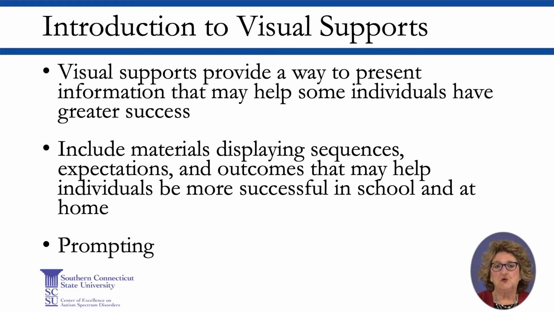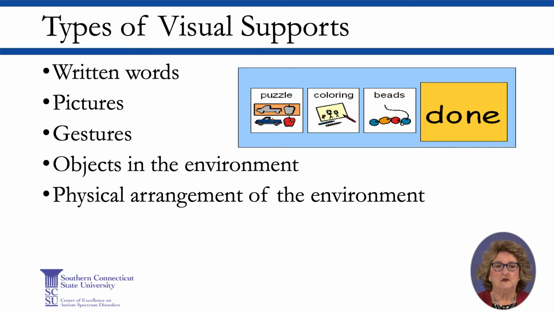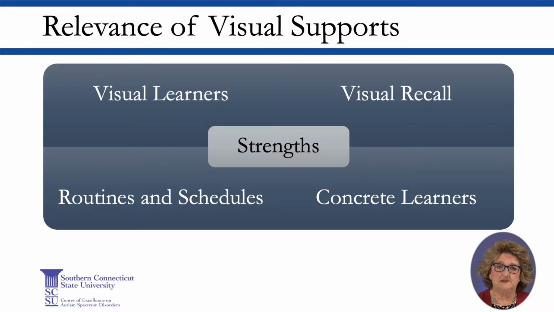We're also going to talk about prompting. Types of visual supports. The one pictured here is a simple sequence of activities and then signals to the student that they are done. Visual supports can contain written words, pictures, gestures, objects in the environment, and also the physical arrangement of the environment. And I will have examples of all of these.